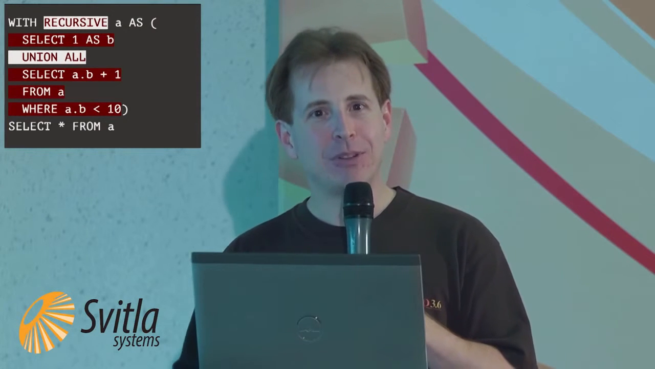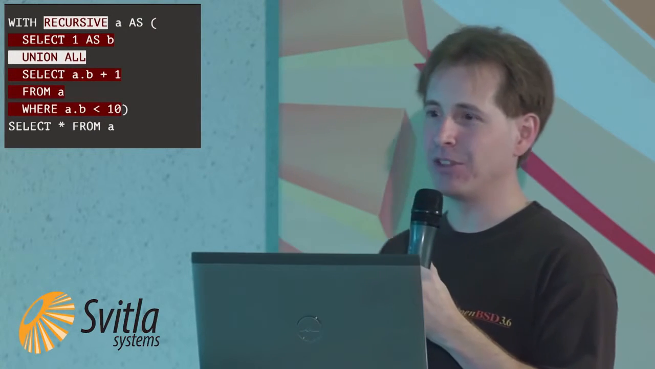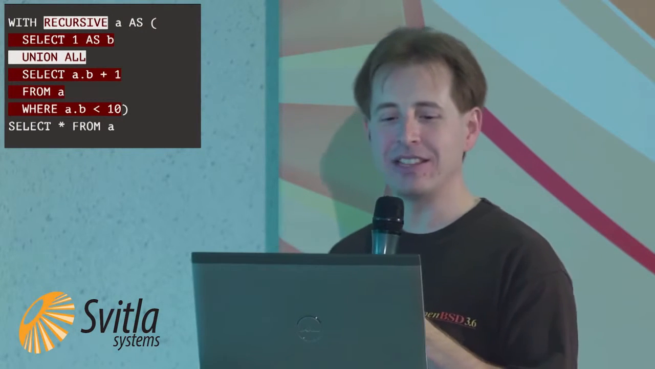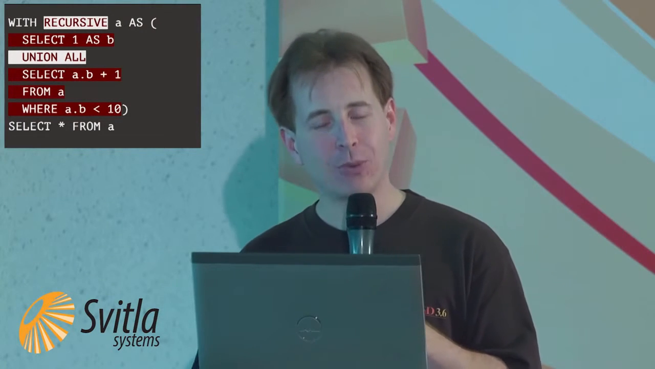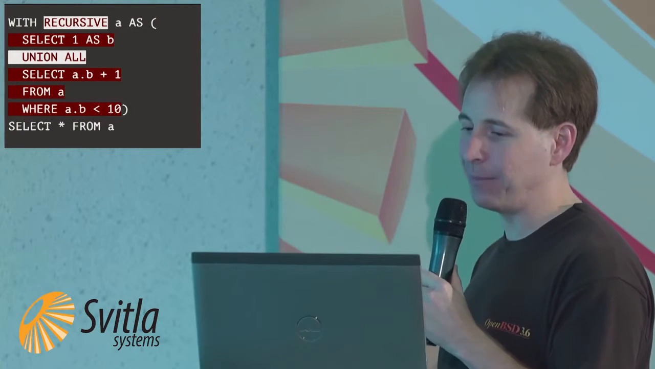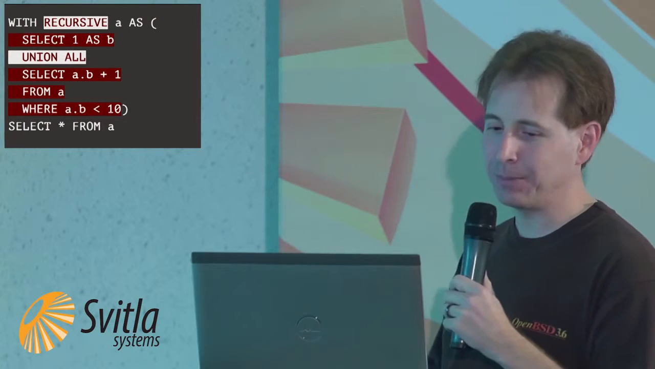Here is the simplest possible recursive common table expression that I can come up with. Note the use of recursive to signal that this is a recursive query. Now, this query will return 10 rows with a value starting at 1 and ending at 10. And let me break down how it works.